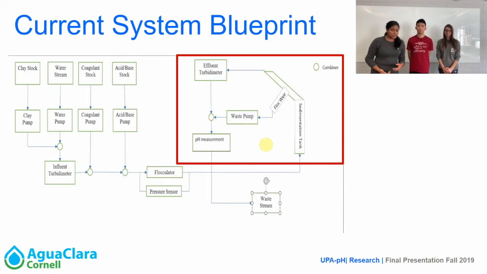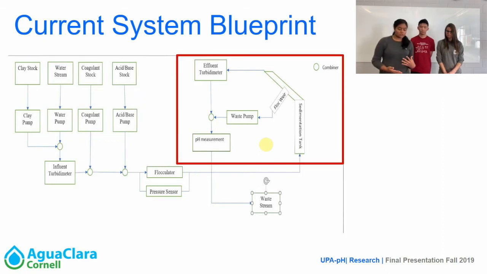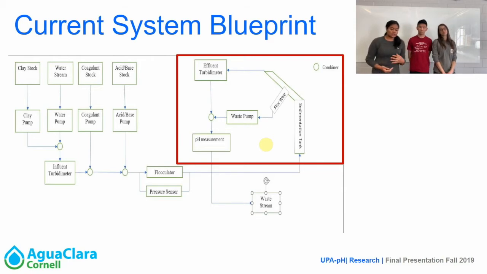One thing I wanted to say about this blueprint is that we have the clay pump placed before the influent turbidimeter. Not only that, but we took out all our bypass pumps because they were unnecessary. And then we also have the waste pump placed after the flockware here. This is because we wanted the waste pump to push all the outputs from the flockware into the effluent turbidimeter. This is different because prior to this, the waste pump was in between the effluent turbidimeter and the flockware, and this caused a lot of backups within our system.